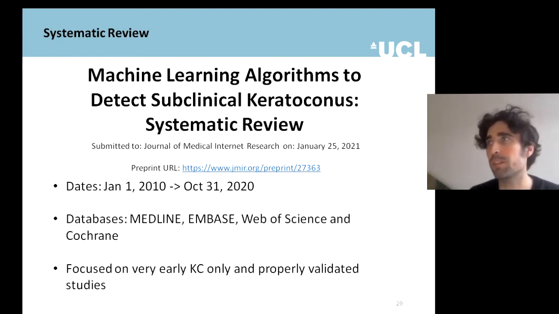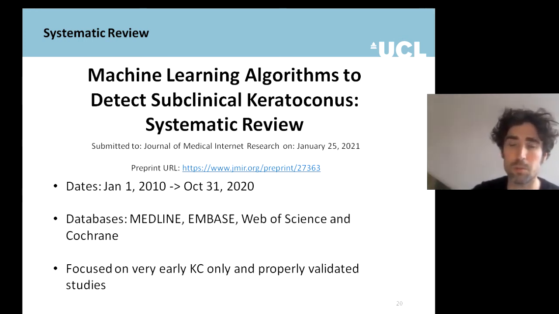So now on to the systematic review itself. If you were interested, this is in preprint. It's in its second round of revisions. We submitted it quite some time ago, but these things take quite a long time to come to fruition. But we're hoping it's going to get accepted very soon. We analysed literature over a 10-year period. We looked at 4 different scientific databases, and we focused on a very early subset of keratoconus and only looked at studies that were properly validated.